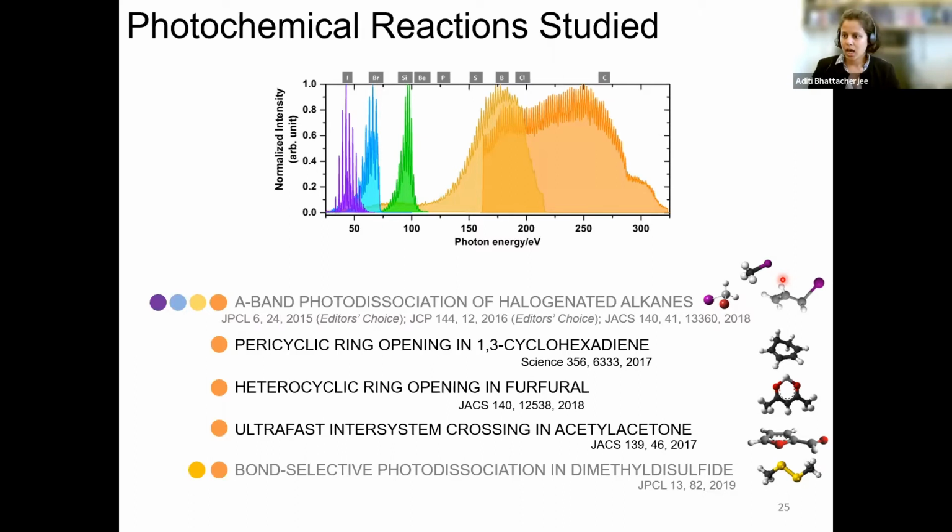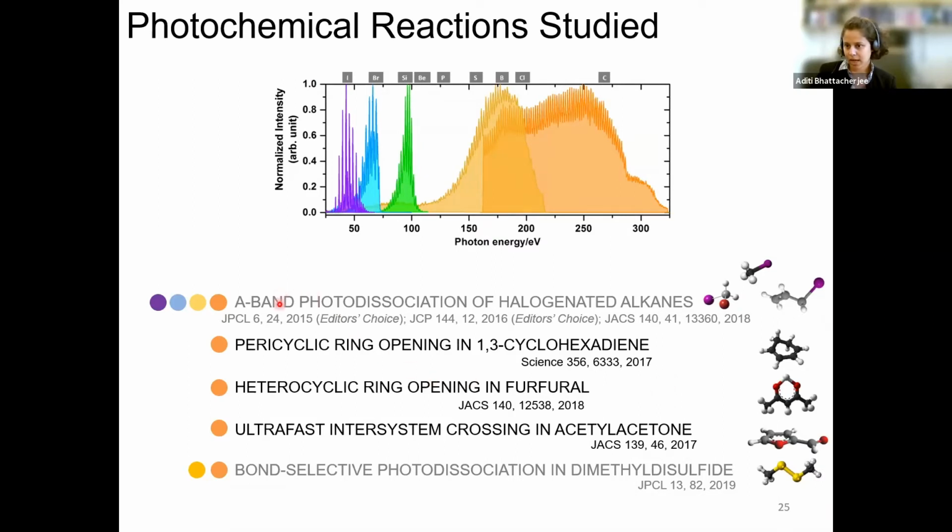What you see here on the right are the molecules that we've looked at. On the left is a series of colored dots, which tell you which energies were used to probe these reactions. For today, I'm going to focus on these 3 reactions in black, which include 2 ring opening reactions. All of these were done at the carbon K edge at 284 electron volts. But I still wanted to put this slide up to impress upon you the universality of the method.